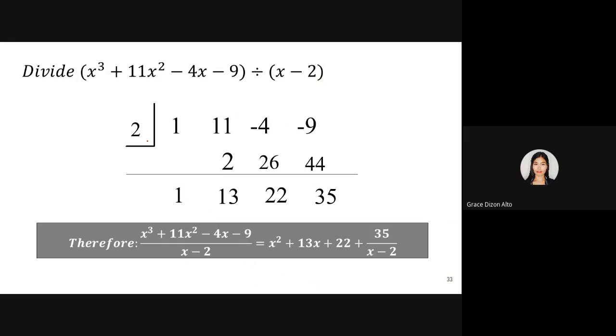So our quotient will have an exponent 1 less than our dividend. It will start off with x squared, since our numerical coefficient is 1, plus 13x plus 22, plus 35 over x minus 2, which is our divisor. The last number here, 35, will serve as our remainder.